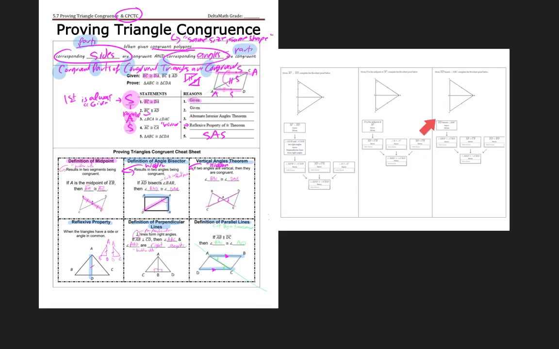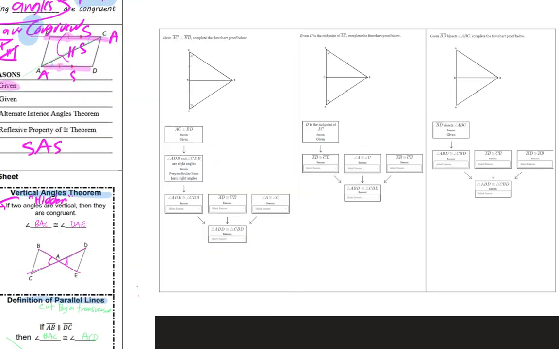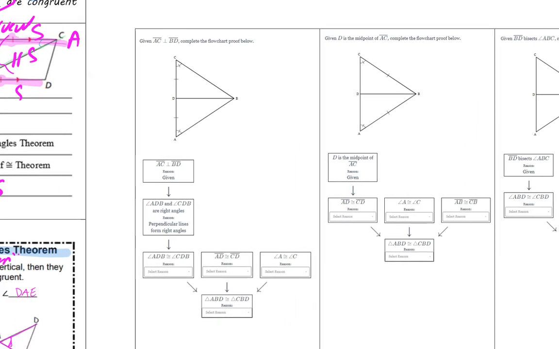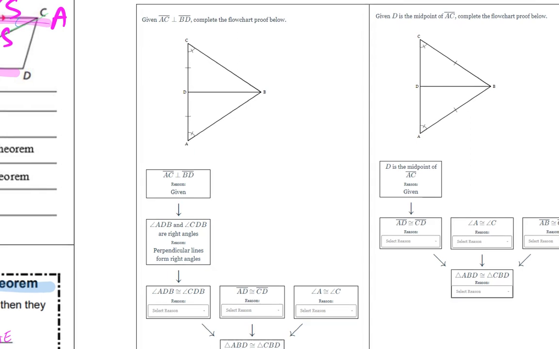Okay, so now here's what we're going to do. Let's look at the back side of the paper. We're going to use these reasons: definition of a midpoint, definition of angle bisector, vertical angles theorem, reflexive property, definition of perpendicular lines, and definition of parallel lines. We're going to use those as reasons to say how we can prove these items.